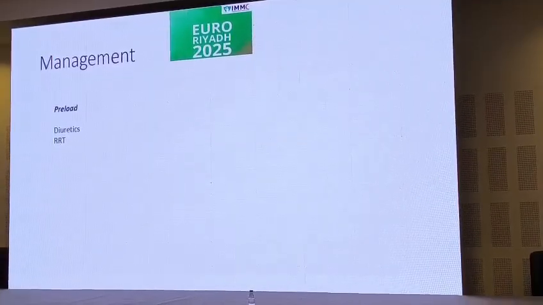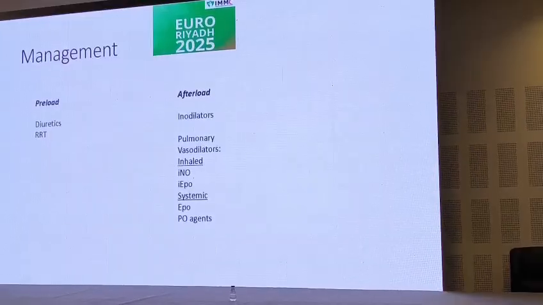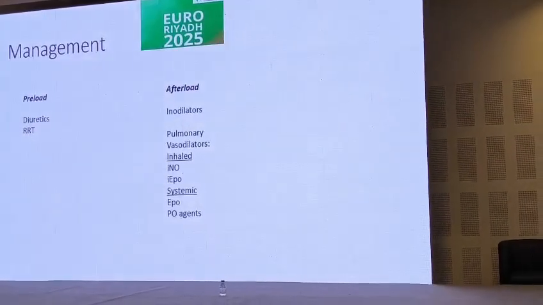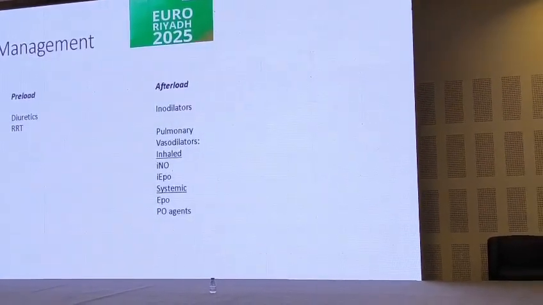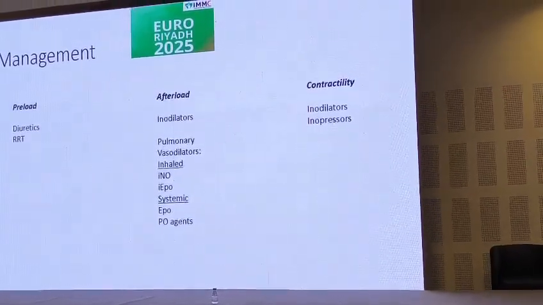So management-wise, preload, what can we do to restore RV function? Diuretics and renal replacement therapy. So remove fluids, right, until the septum goes back. Afterload: inodilators, dobutamine and milrinone, they will take care of contractility as well as afterload, right? But sometimes you need pulmonary vasodilators.